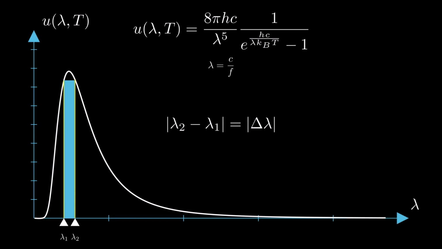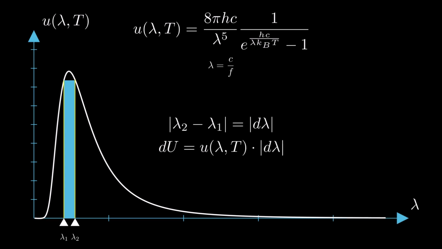While the height will be the function itself in this range, we can assume also that lambda 2 is near to lambda 1, and the interval becomes infinitesimal, d lambda. Therefore, the portion of energy that we will take is just the area of this shaded rectangle. It is equal to the width, d lambda, times the height, which is the function u itself. Thus we get the function relationship, where d here means part or differential.